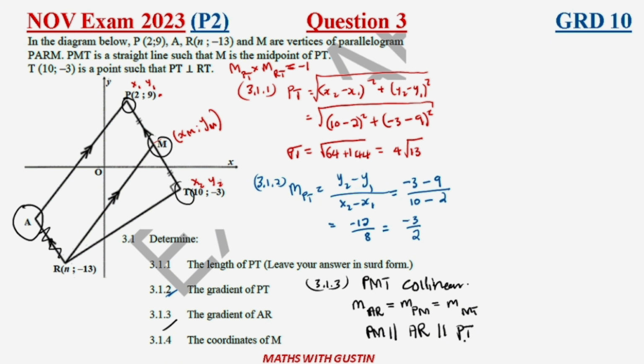So it means the gradient of PT, which we calculated earlier, was -3/2. This will also be equal to the gradient of AR, because they are collinear points and they are also parallel, right? Great stuff, guys.